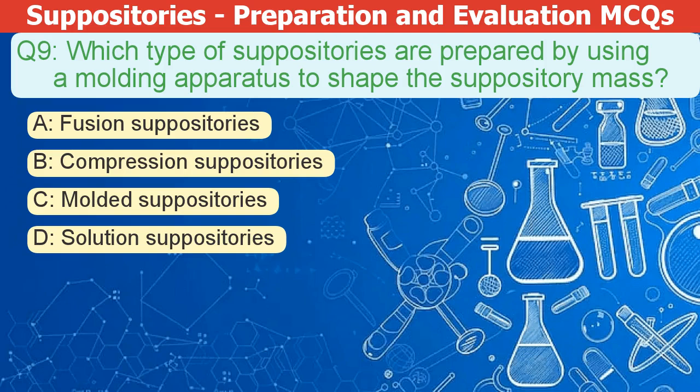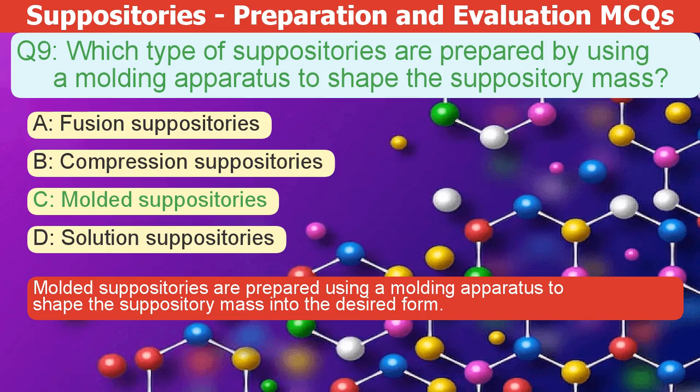Which type of suppositories are prepared by using a molding apparatus to shape the suppository mass? A. Fusion suppositories. B. Compression suppositories. C. Molded suppositories. D. Solution suppositories. The correct answer is C. Molded suppositories are prepared using a molding apparatus to shape the suppository mass into the desired form.